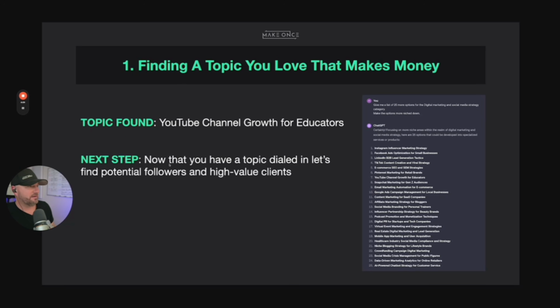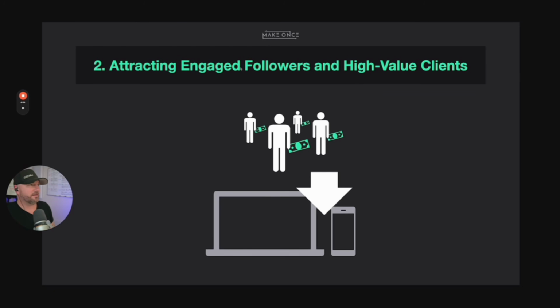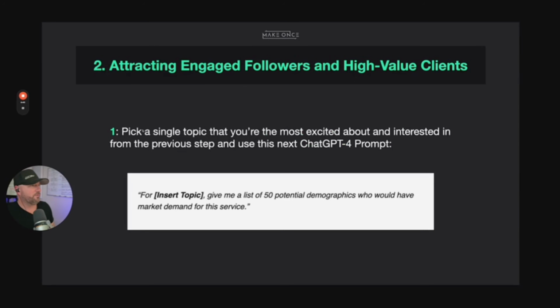And so the next step is, now that you have your topic dialed in, let's find potential followers and high value clients for that. So that's our next thing, attracting engaged followers and high value clients. So we want to take that single topic that we picked, and you want to pick one that you're the most excited about and it interests you the most, from that previous step. And then you'll put this topic in, okay?